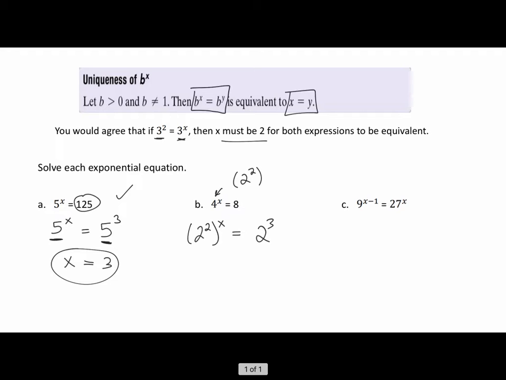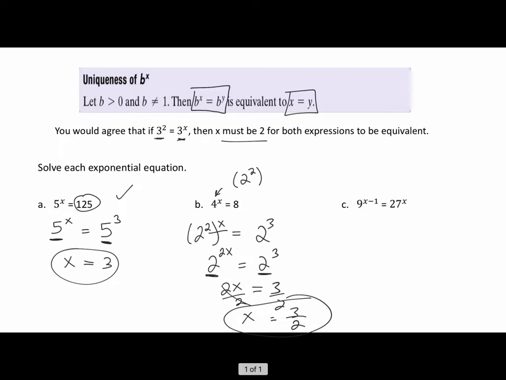So let me simplify the left side. This is a power rule, 2 to the 2 times x. And now that I have the same base, I'm going to set the exponents equal. 2x equals 3. I need to solve for x, so I'll divide 2 from both sides so that x is 3 halves. And that's what x needs to be to make this equation true.